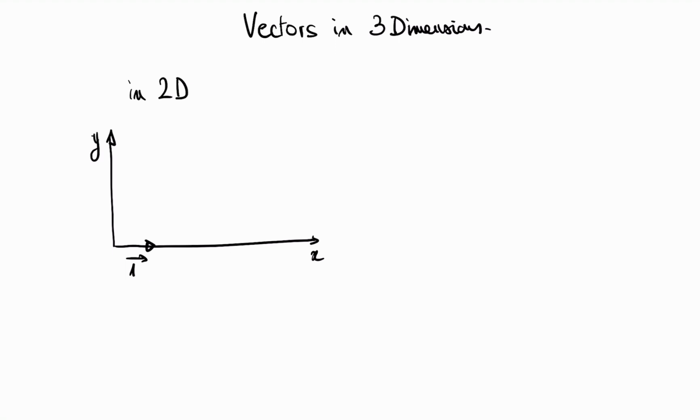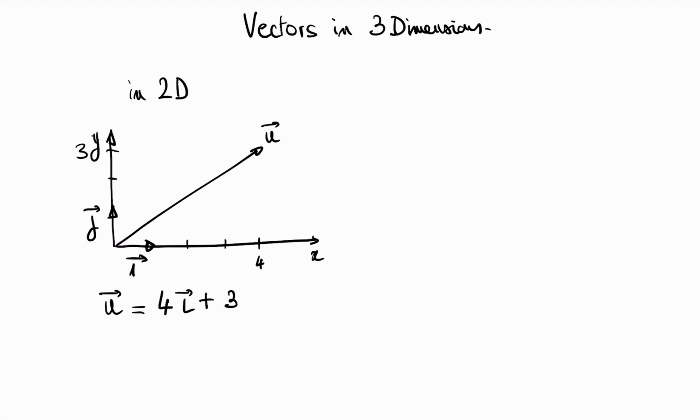And then on the y-axis, there is a unit vector called the vector j. Say, for example, you have a vector here, which is the vector u. Basically that's 4 and 3. So we say u is equal to 4 times the vector i plus 3 times the vector j.